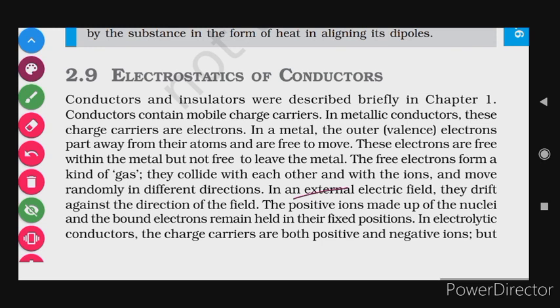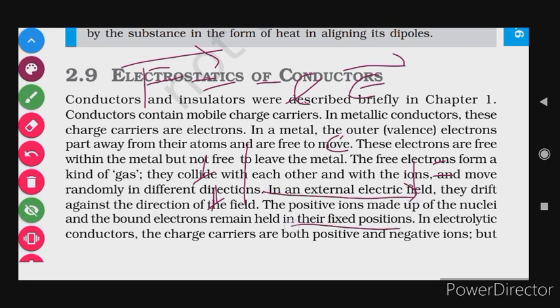Now, in an external electric field, they drift against the direction of the field. When we apply an external electric field, the electron experiences a force, which is minus eE, and the direction of the force is opposite to the direction of the electric field. So they drift against the direction of the electric field. This is what you will study in chapter number 3.